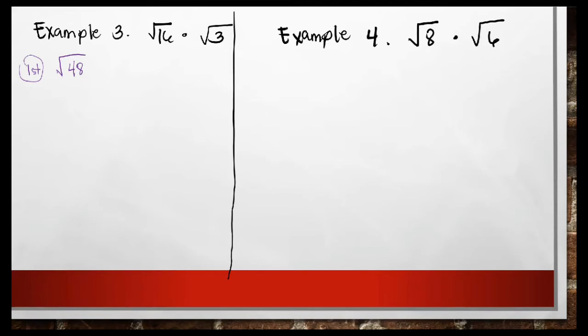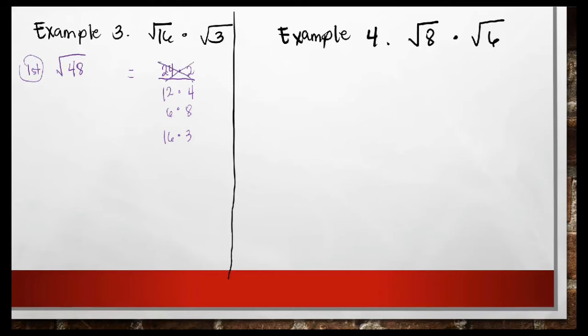So the factors of 48 are 24 times 2, 12 times 4, 6 times 8, and 16 times 3. So these are the factors of 48. Therefore, we are going to get the factors that have the highest perfect square. Since the first factor, 24 and 2, doesn't have a perfect square, we will eliminate it.